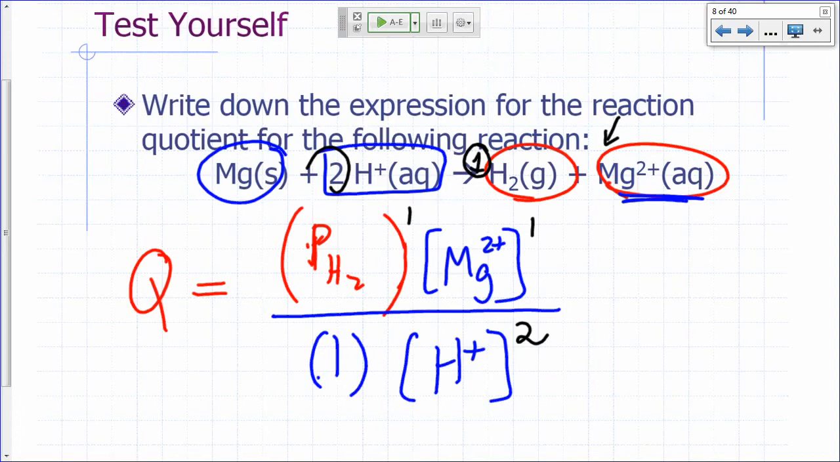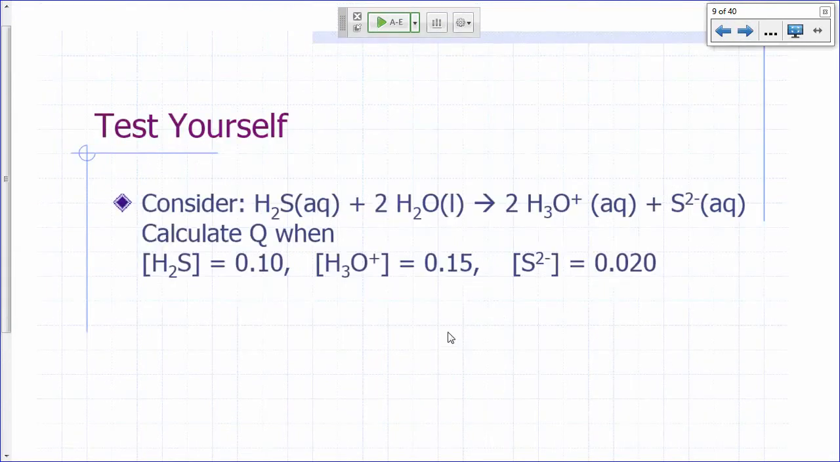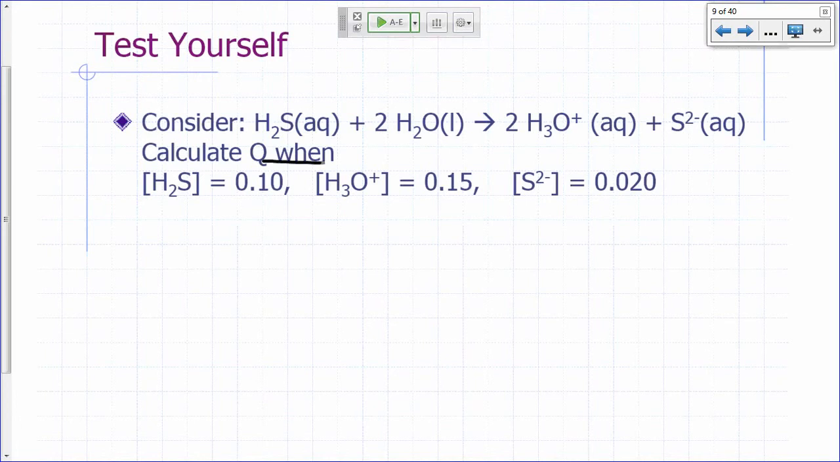You figure out what's the partial pressure of H2, what's the concentration of magnesium in moles per liter, what's the concentration of H plus in moles per liter. Plug it into this expression. Make sure you don't forget to raise the activities to exponents corresponding to the coefficients in the balanced equation. All right, so let's look at this example right here. How would you calculate Q for this? Given that at a particular instant you find that H2S is 0.1, H3O plus is 0.15, and sulfide is 0.020. What would be our Q for this one?